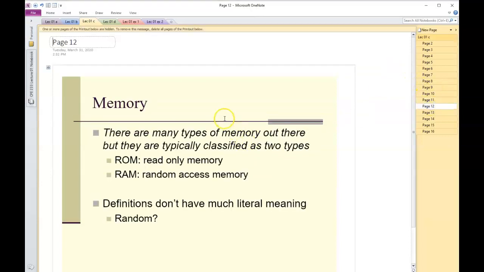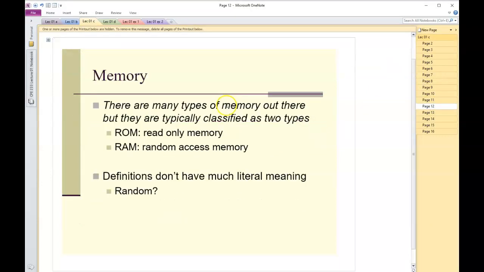Okay. So there's a bajillion types of memory out there, but they fall into 2 categories, ROM and RAM. So it's read-only memory and random access memory. Okay, so these names are not true to form here. Essentially, they're both random access.